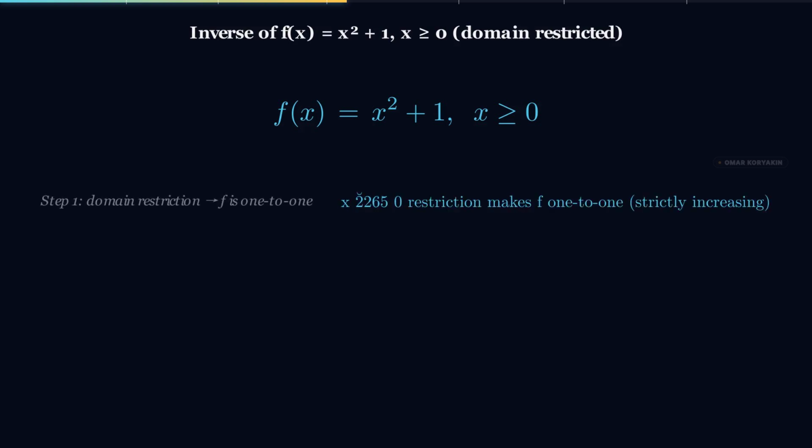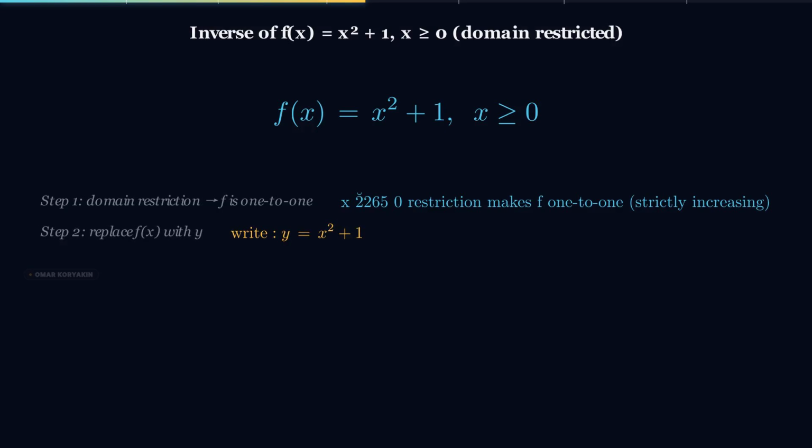Step 1. Verify the 1 to 1 property on the restricted domain. With x greater than or equal to 0, f of x equals x squared plus 1 is strictly increasing, because squaring increases as x increases through non-negative values. Strictly increasing functions are always 1 to 1, so the horizontal line test passes and the inverse exists.